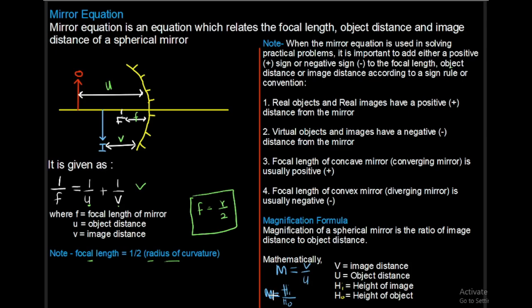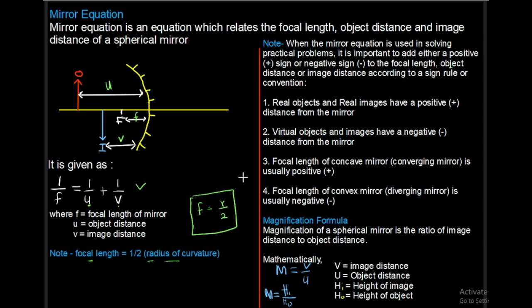We also have that magnification is equal to height of image over height of object. If it's not stated as height of image in your question, it can be written as size of image. It's still the same thing as the height of image. Size of image over size of object, or height of image over height of object. So this is the magnification formula.